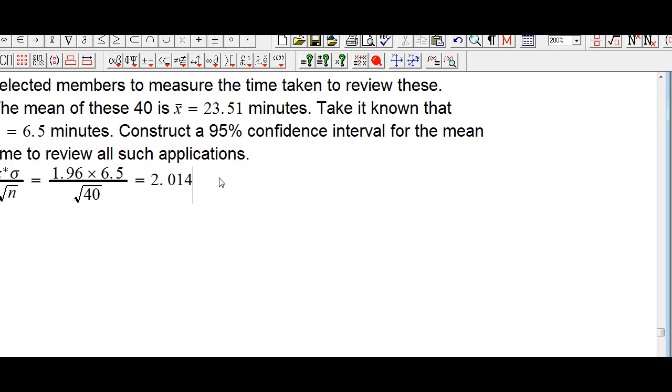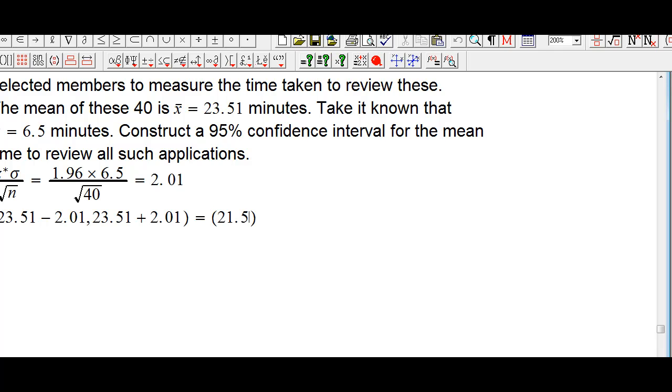Let's say, for instance, we go only to 2 digits after the decimal, okay? So what we have here is this. We got 23.51 minus 2.01, 23.51 plus 2.01, and that is going to be what? Somebody, anybody help? Is 21.5. Did I do my arithmetic right?